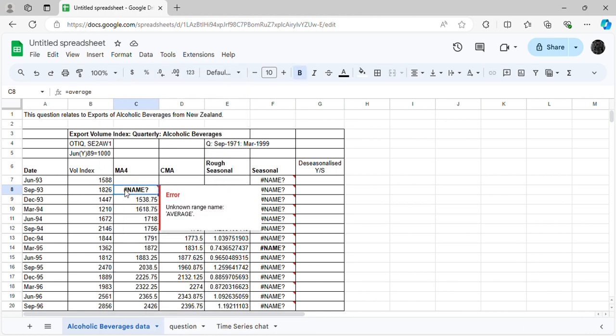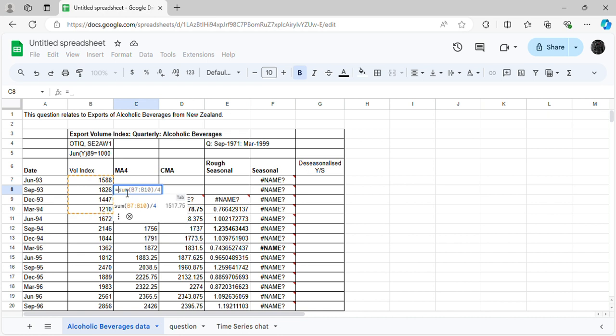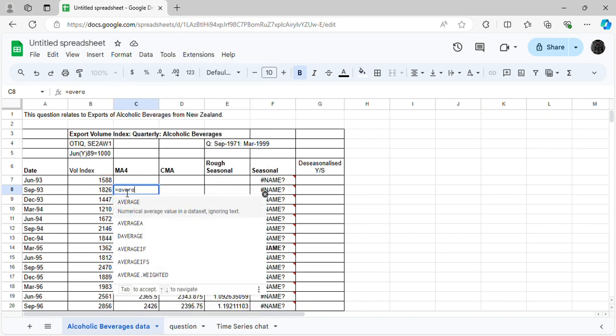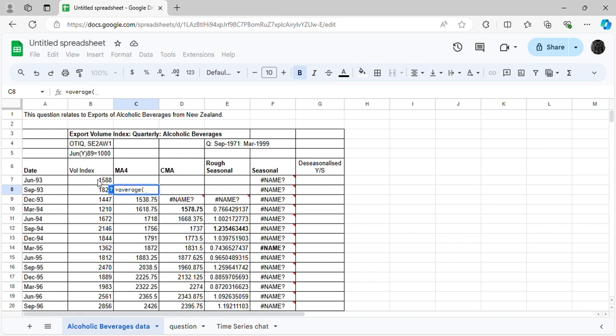So equal average of, so 1 quarter from the previous and the value for that quarter and the 2 future quarters, and same for the rest of the data.